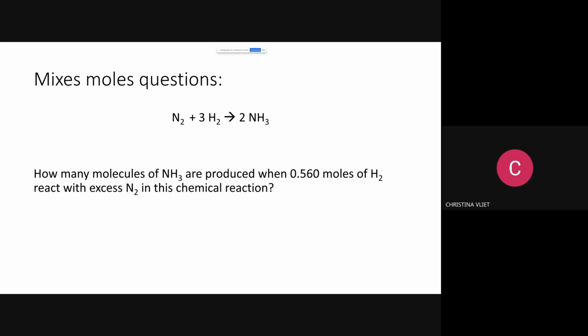How many molecules of NH3 are produced when 0.56 moles of H2 react with excess N2? So we're looking for molecules, and we're being given H2, and we don't care about the N2 because it's in excess, right? So what's our pathway here? Where do we start? We are once again starting with the moles. Moles of H2. And this time we're looking for molecules, which no, you cannot shorten, of NH3.